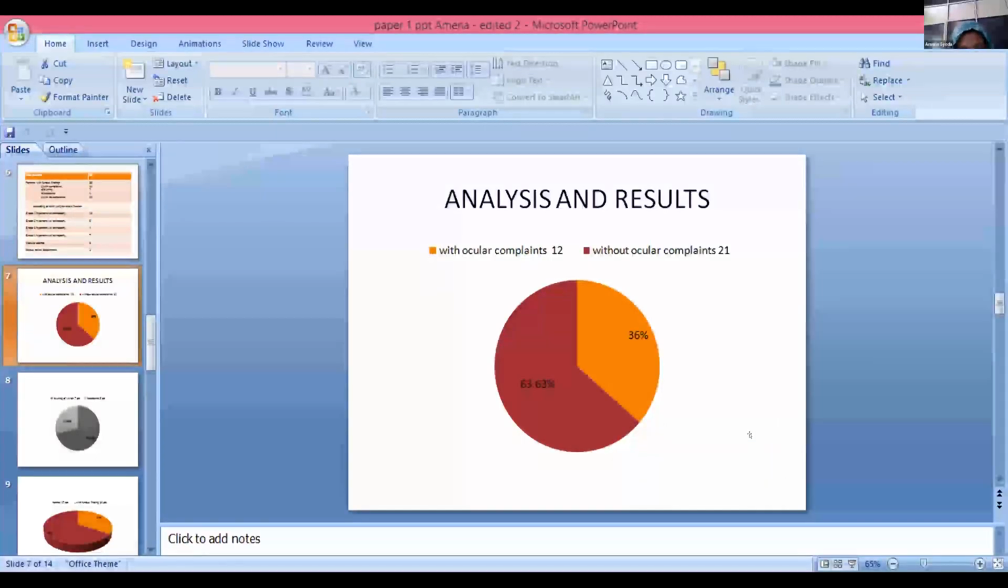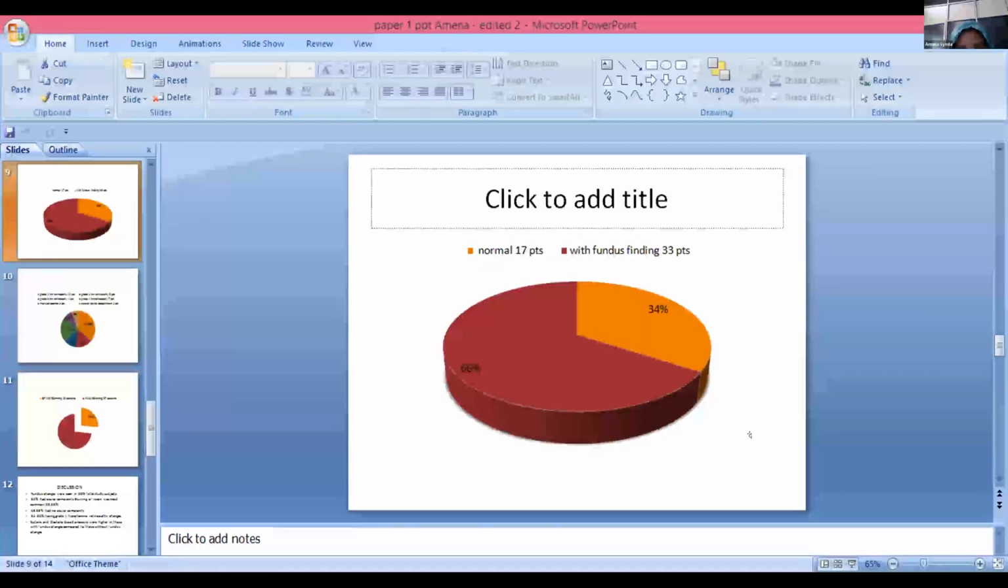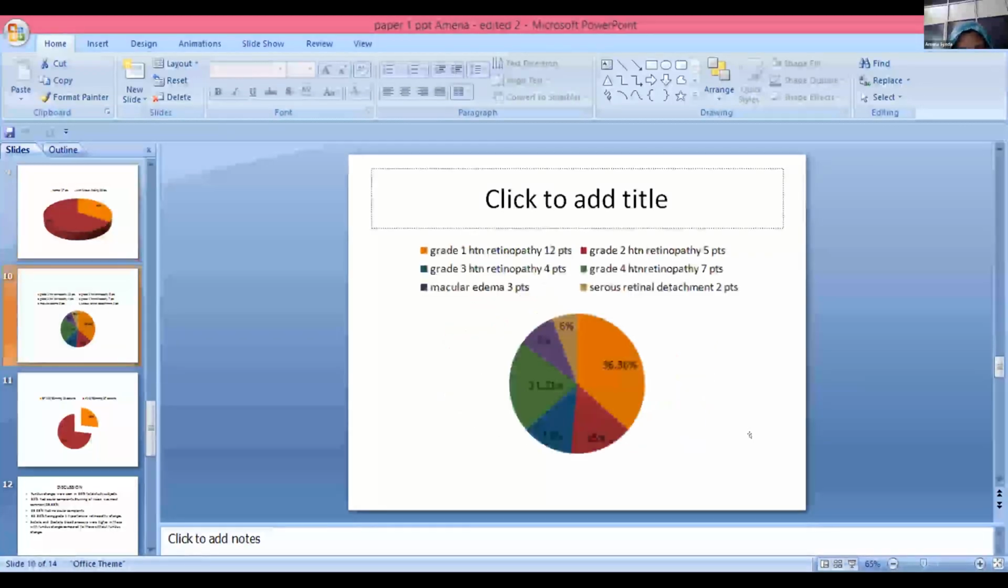Coming to analysis and results, patients with ocular complaints were 12, that is 36% among all the study subjects, and patients without ocular complaints were 21, that is 63.60%. That is, patients without ocular complaints were more than the patients with ocular complaints. Blurring of vision was seen in 7 patients, that is 58.33%, and headache in 5 patients, that is 41.66%. Normal patients were 17, 34%, and with fundus changes were 33 patients, that is 66%.